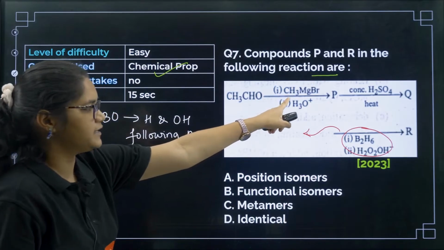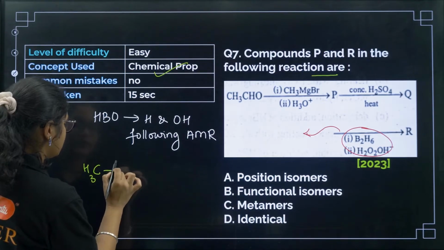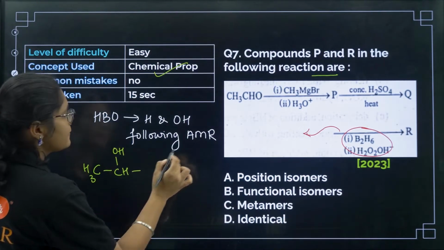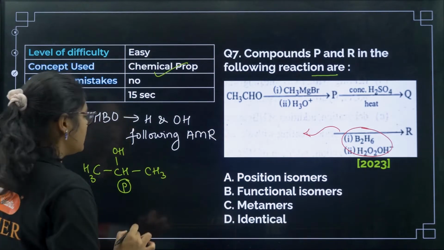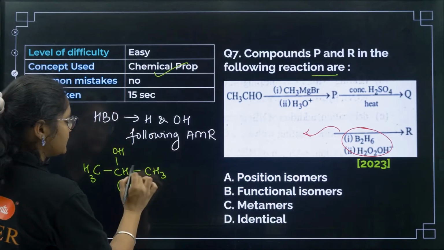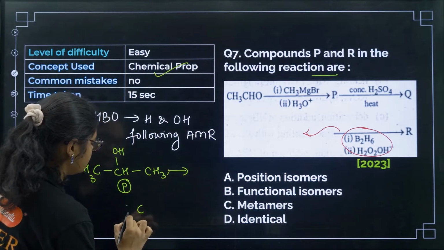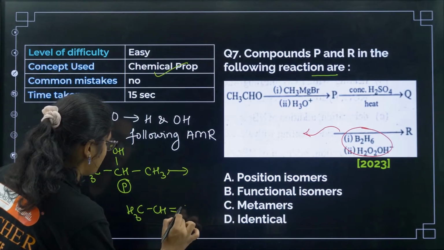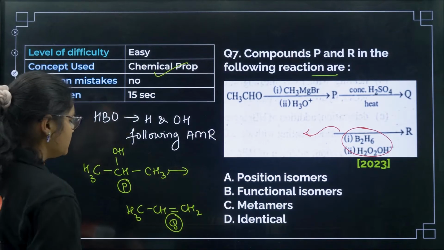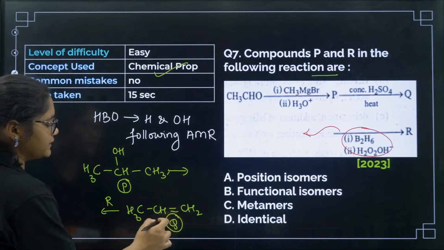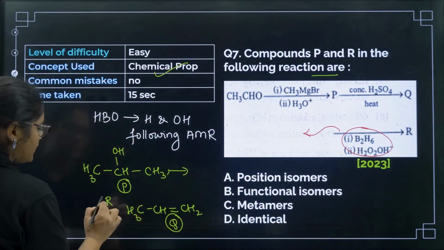First, CH3CHO and CH3MgBr, H3O plus. The Grignard reaction will happen. So what I'll get? CH3CH(OH)CH3. Okay, now this is P. Now if there is concentrated H2SO4, what will happen? There will be, I can say, dehydration and a double bond will form. So Q will give me CH3CH=CH2. Okay, this one will be there. Now R will be from B2H6. Okay, if you treat with B2H6, here OH will come, anti-Markovnikov's rule. So I'll get R value, I'll write on this side.